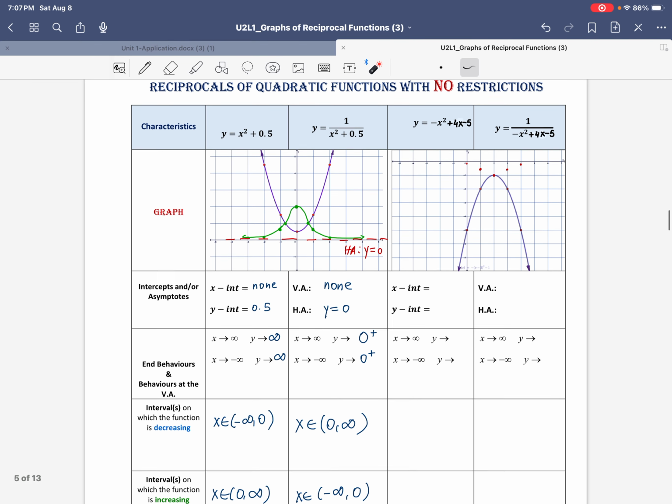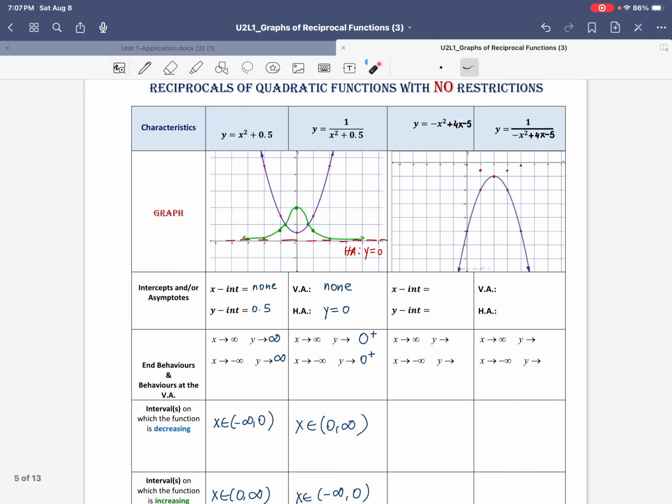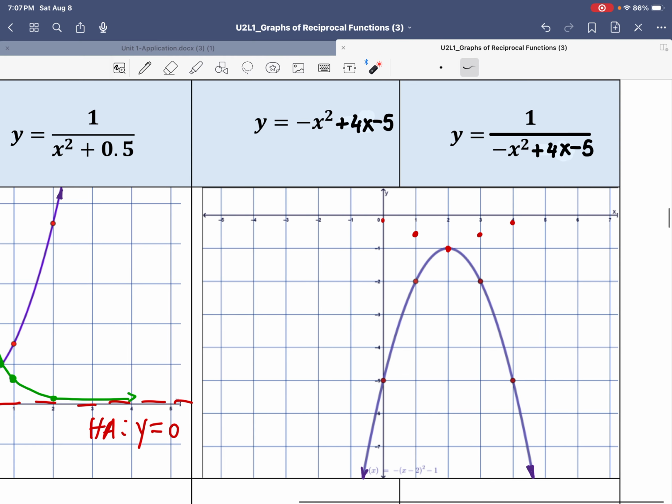Now, in a similar way, you can think about the next example where you're given the graph of negative x squared plus 4x minus 5. So this is drawn here for you. And you will have to determine the graph of the reciprocal. So the idea will remain almost the same. What you're going to see here in this case is, I'm just going to plot the points.